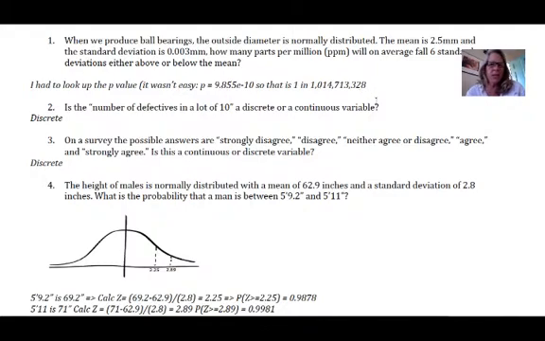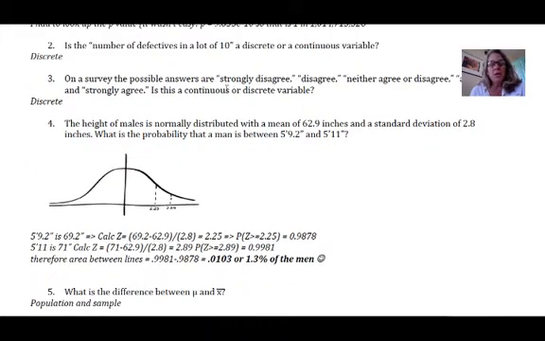The next two are discrete and continuous. The first one is the number of defectives in a lot of 10. There are 10 possible, it could be 0, 1, 2, 3, 4, 5, 6, 7, 8, 9, 10. It can't be 2.5, so it's not a continuous variable. It's discrete, 0 through 10. And on a survey, people can only answer this or this. If we put numbers on here, they can't enter 1.5. So it is a discrete variable.